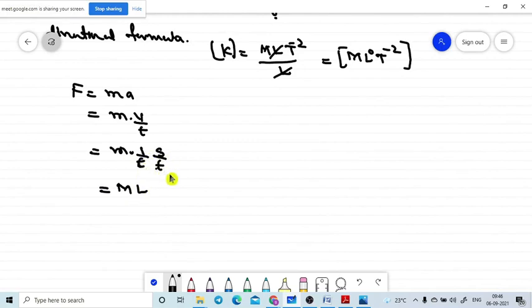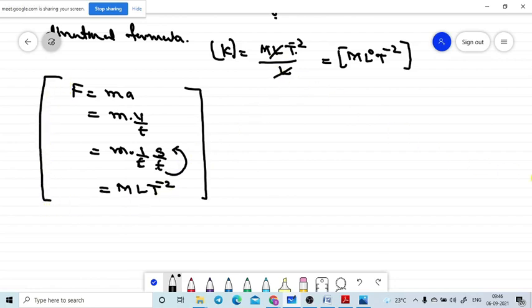This will come to the numerator, then L T power minus 2 will come. So the F dimensional formula is equal to M L T power minus 2. These fundamental formulas give us the dimensional formula for force like that.